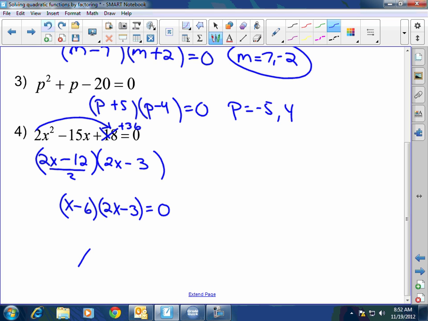What are my solutions, boys? What are the x-intercepts? 6 and 3/2. Those are the points at which the parabola crosses the x-axis. Yes, sir. Okay, that's a great question, son.